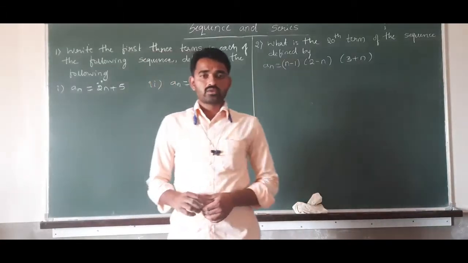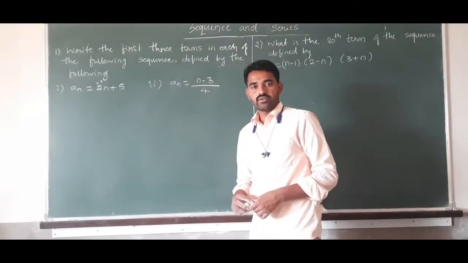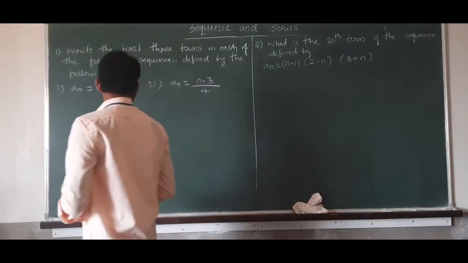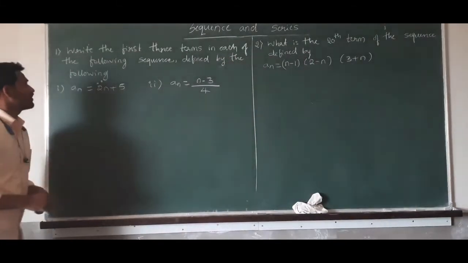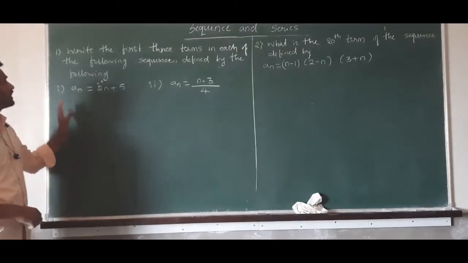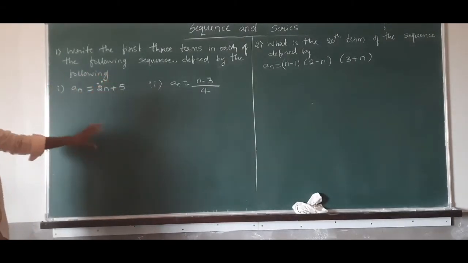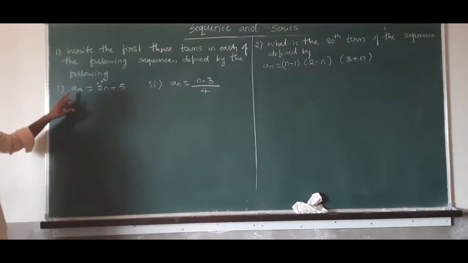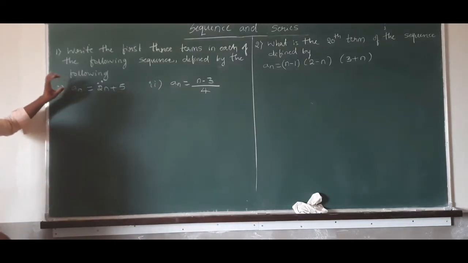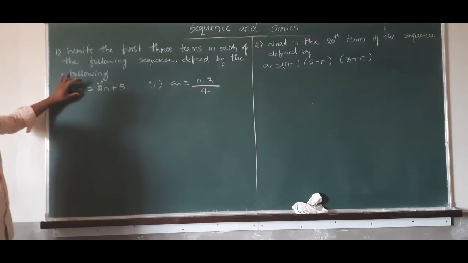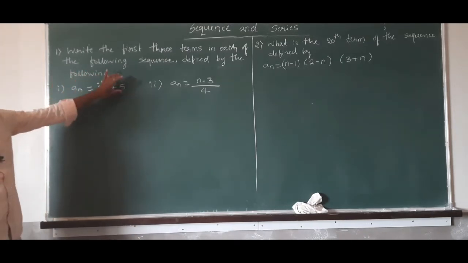Okay. Now let us solve some examples on sequence and series. First one: write the first three terms of each of the following sequences defined by the following. First, the sequence is defined by an is equal to 2n plus 5. This is the general term of the sequence.